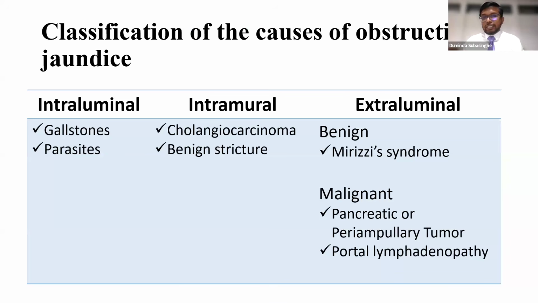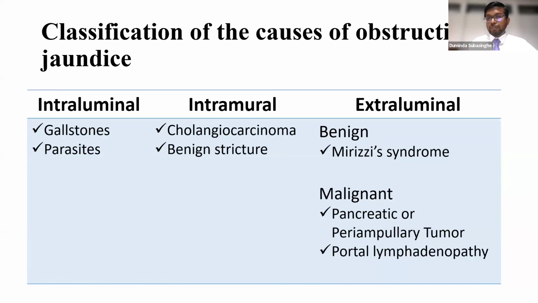Again, this is a very theoretical slide, because obstruction could be due to something within the lumen, which we call intraluminal, or it could be within the wall of the bile duct, which is intramural. It could be something pushing the bile duct from the outside, which is called extramural. So, depending on that, theoretically, these are the possibilities.